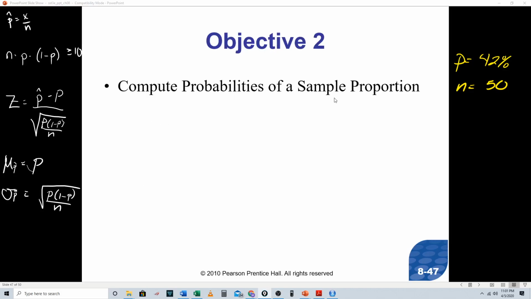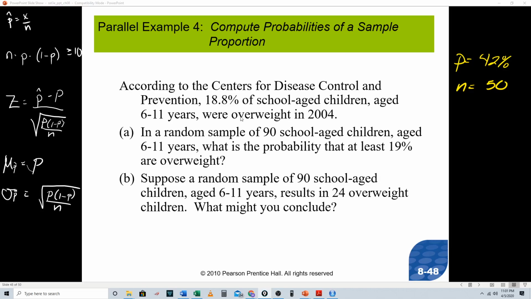Compute the probabilities. Now, this is where I'm going to have you do most of the work, because R does it for us. I found a nice little program that works in R, really easy. I'm going to give you the R formula in just a second, but we're going to look at this question. According to the Centers for Disease Control and Prevention, 18.8% of school-aged children aged 6 to 11 were overweight. In a random sample of 90 school children, what's the probability that at least 19% are overweight? That means greater than 19%.